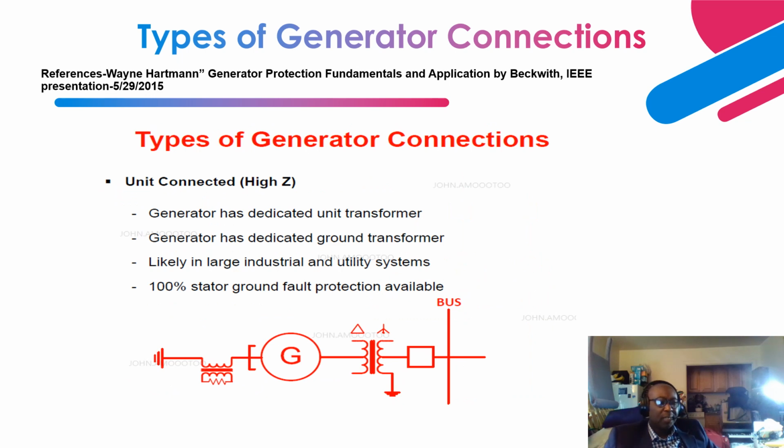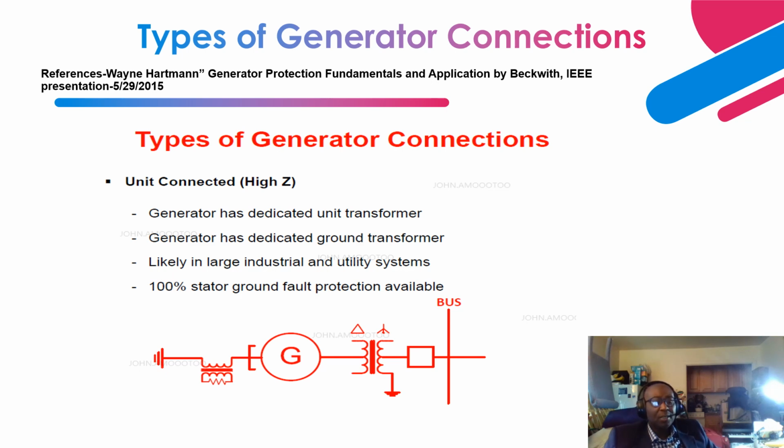Then we'll talk about unit connections, and this is what is utilized by most generation facilities, generating plants. Basically, it's called a unit connection, and it has a high impedance, as you can see over here. This is the neutral of the generator, right? And it's connected to this high impedance single phase distribution transformer. Basically, that sets up a high impedance path to ground. Then it goes to a step-up transformer through a unit breaker, so it has a dedicated transformer. This is a generator step-up transformer, and it has a dedicated grounding scheme.